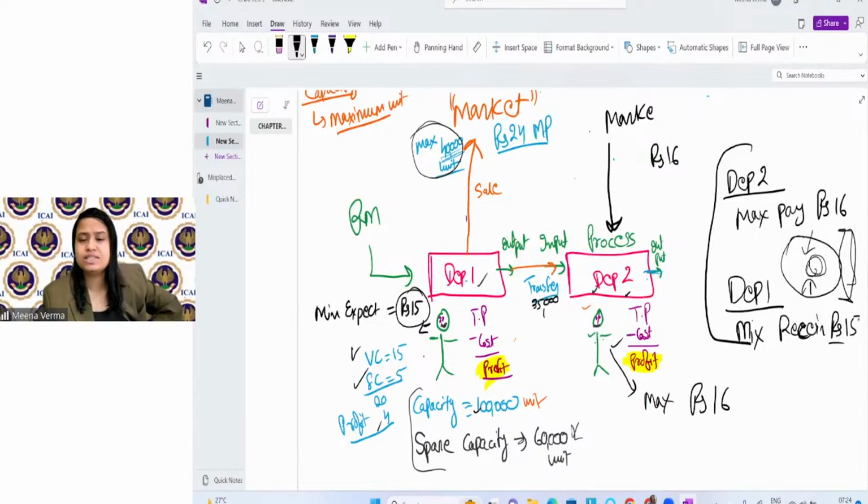So 15 and 16 is the minimum and maximum limit within which the transfer price will be decided between them. Both of them may sit together and negotiate with each other and decide the transfer pricing, but the transfer pricing will be between 15 and 16. This is the concept of transfer pricing. They will decide it by sitting together in this way.